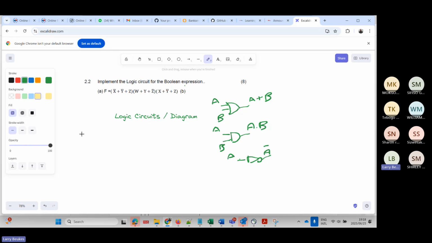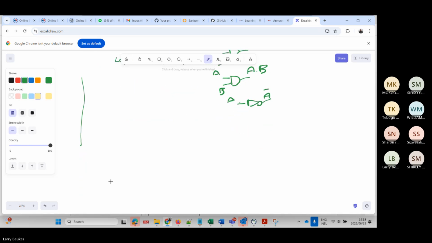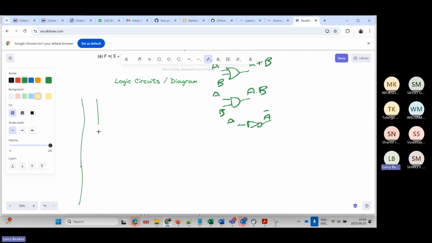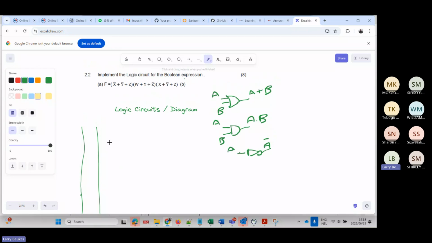So we draw 4 lines. Four conducting lines. 2, 3, 4, right? Then we need to know W, X, Y, Z. This one will be W, just in alphabetical order, to make the work easier for ourselves. W, X, Y, Z.